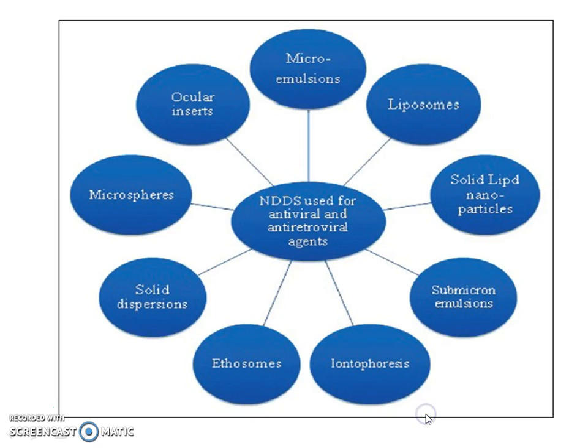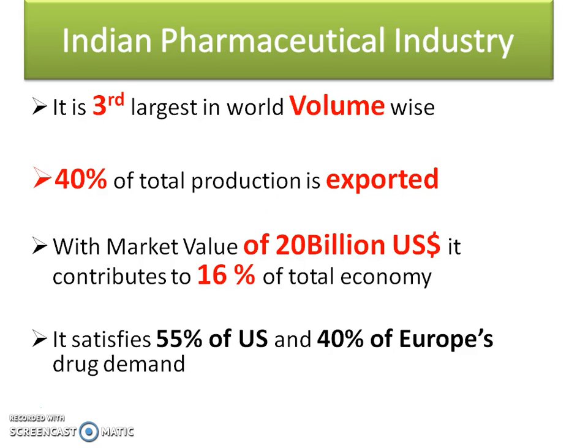Along with the tablets and the classical examples of the dosage form, we have new drug delivery systems which include microemulsions, liposomes, solid lipid nanoparticles, iontophoresis, submicron emulsions, ethosomes, solid dispersions, and microspheres. All these are called new drug delivery systems because they have several more advantages than the classical ones. They are mostly used for controlled release and targeted release. And so this was all about what kind of dosage forms we have.